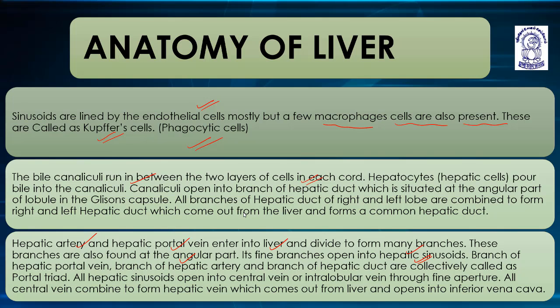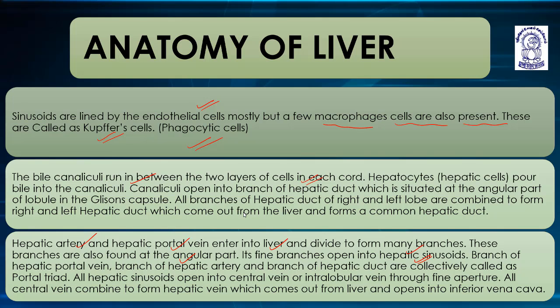Okay, I'll repeat once again. Sinusoids are lined by the endothelial cells along with macrophages known as what? Von Kupffer cells, which are phagocytic. The bile canaliculi are slit-like apertures which run in between the two layers of the cells in each cord. Hepatocytes, the liver cells, pour bile into canaliculi.